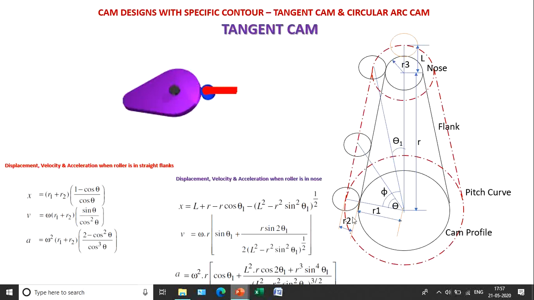These are some of the dimensions. R2 is the roller radius, R1 is the base circle radius, R3 is the nose radius, and capital R is the distance between the two centers. L is the nose radius plus the roller radius. These data are used to determine the dimensions. These are the formulas which give the displacement, velocity and acceleration of the follower. When the roller is on the straight flank, we use these formulas. When the roller is on the nose, we use these formulas.